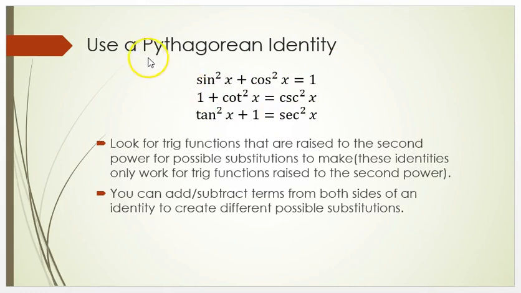So the way we will use these is we're going to look for trig functions that have the second power. So when you see something like a sine squared or a tangent squared or a secant squared, whenever it's a trig function being raised to the second power, you're going to look to see if there's any kind of a substitution you can make here. For example, if you see both sine squared plus cosine squared, you could replace that whole part of the problem with just a 1 instead.